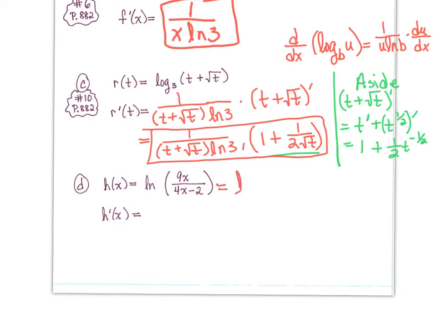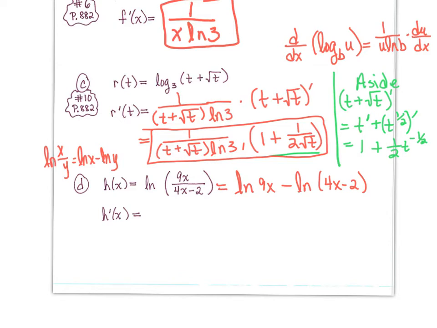So we can write this as the natural log of 9x minus the natural log of the quantity 4x minus 2. Remember that law of logarithms that says if you're taking the natural log of x over y, that's equal to the natural log of x minus the natural log of y. That's the rule that we're using right here. So we haven't differentiated yet. All we did was rewrite it.